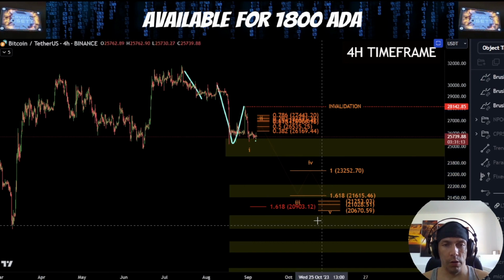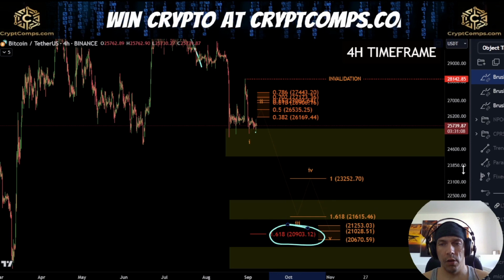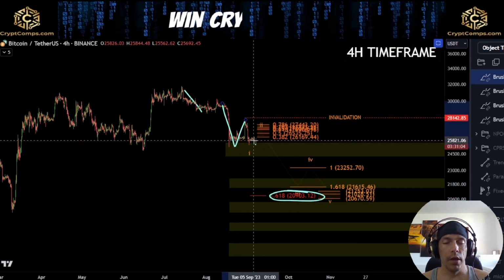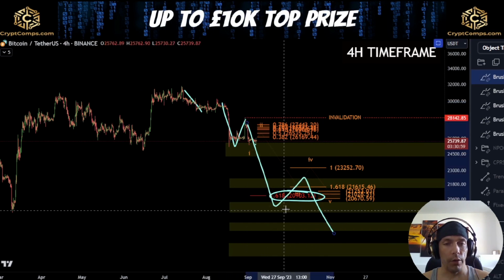in this way. Now, this would look to push us down past this 20,903. Now, this is going to be a key level, because this is the 1.618 of this move over here. Now, if we do move down past that, then we need to be open to the idea that we've got a bigger 5-wave structure here.